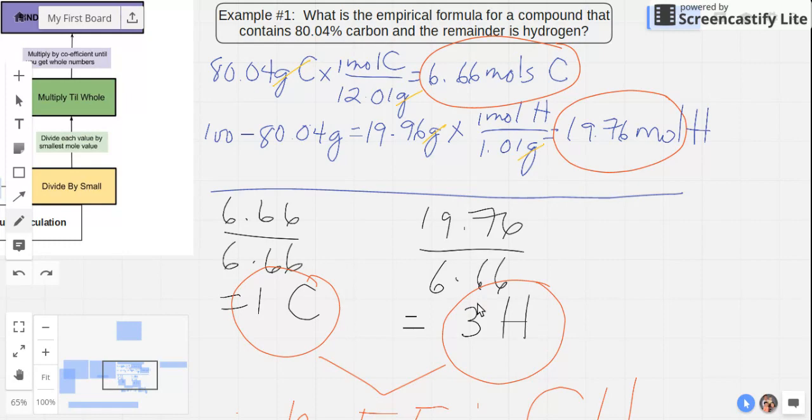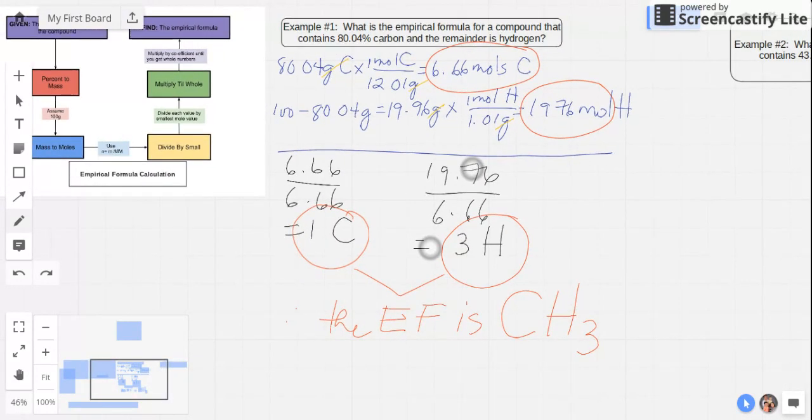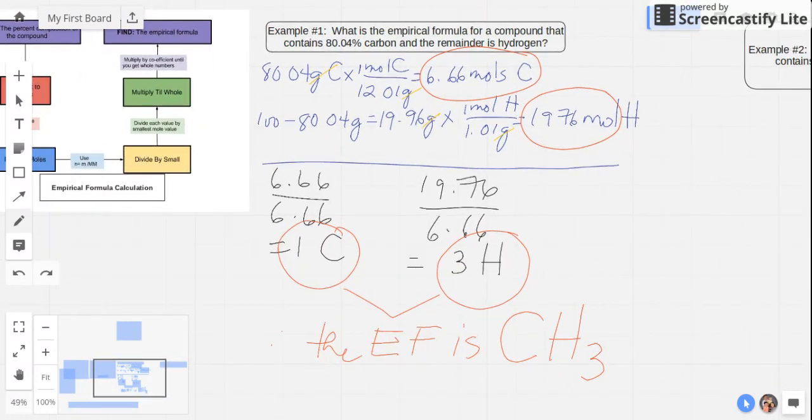So that's it for the first example of empirical formula. Watch out for the second part, where we will have more problems related to empirical formula. Go to the second example.